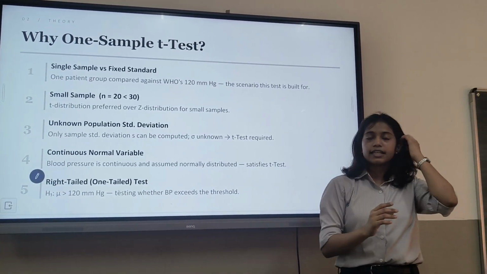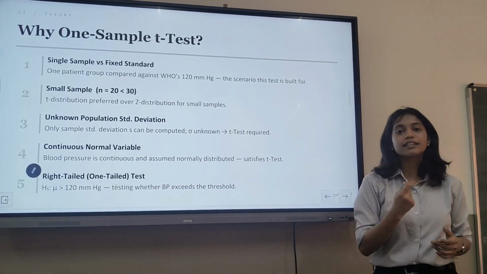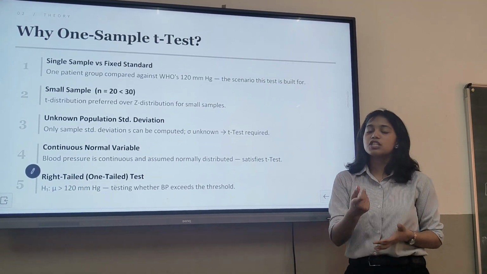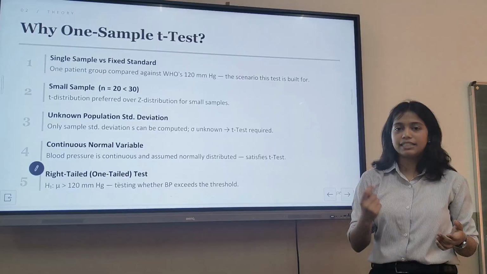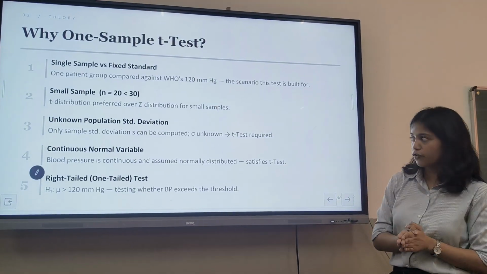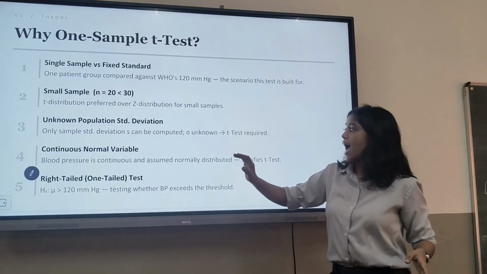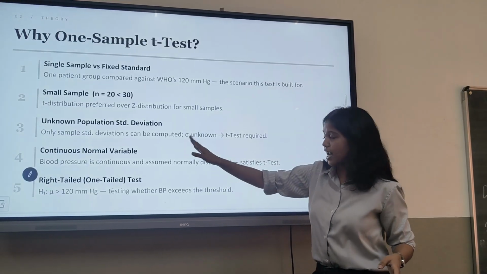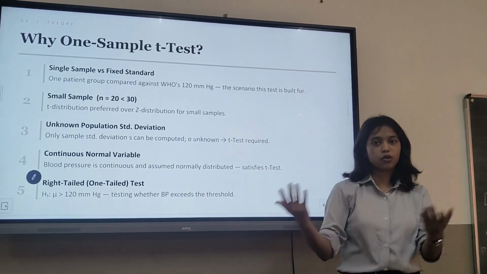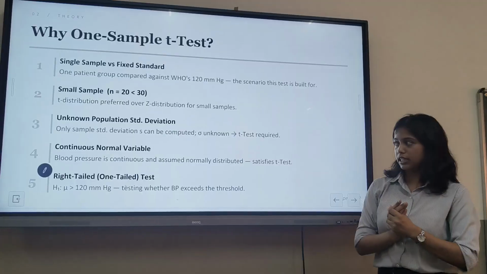Now, another thing is that here the population standard deviation is unknown. That's why one sample t-test is very much optimal for us. So only the sample standard deviation can be computed. As we know, the population standard deviation is unknown. So that's why we are going to use the one sample t-test.